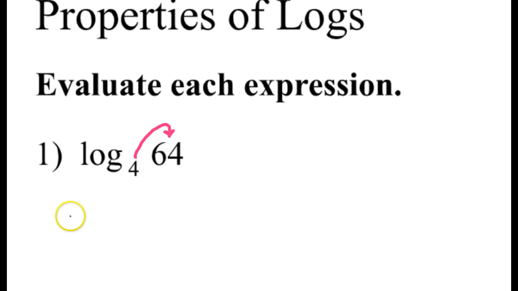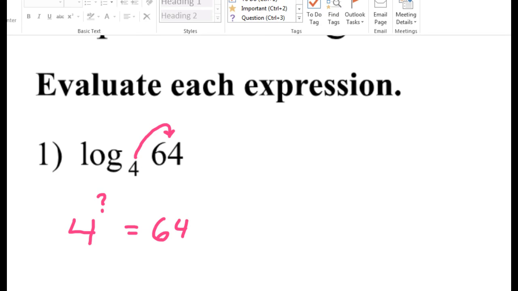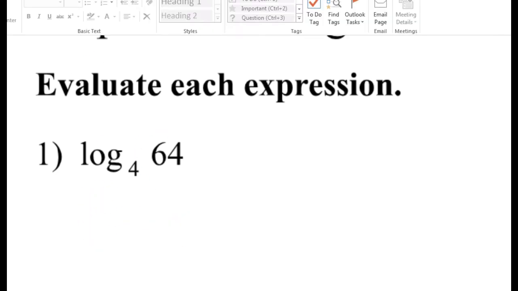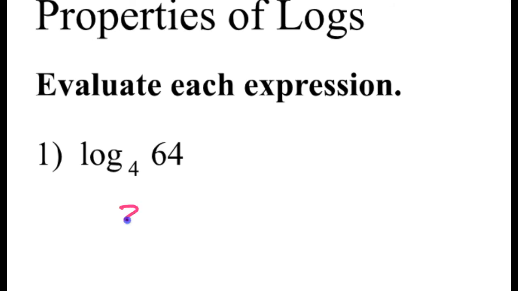So you should be thinking to yourself, 4 to what power is equal to 64? And whatever that is, that's the value of this logarithmic expression. So because 4 to the third power is equal to 64, then the value of this expression is simply 3.